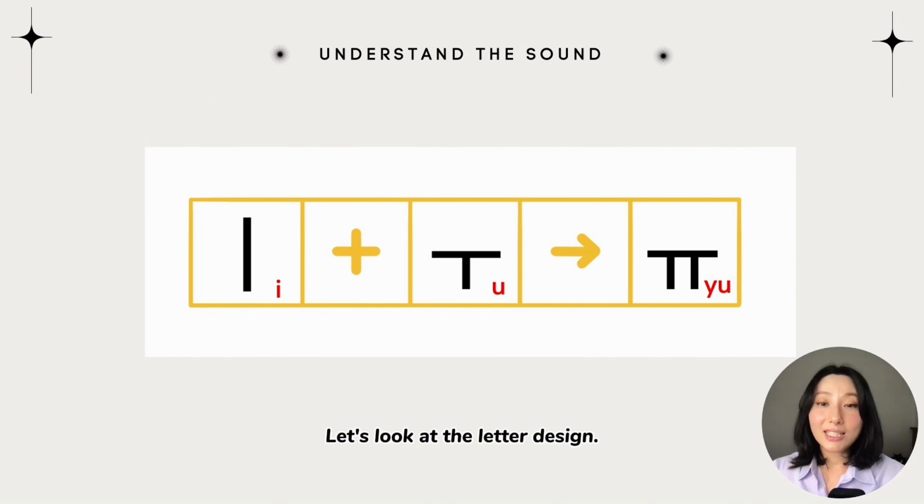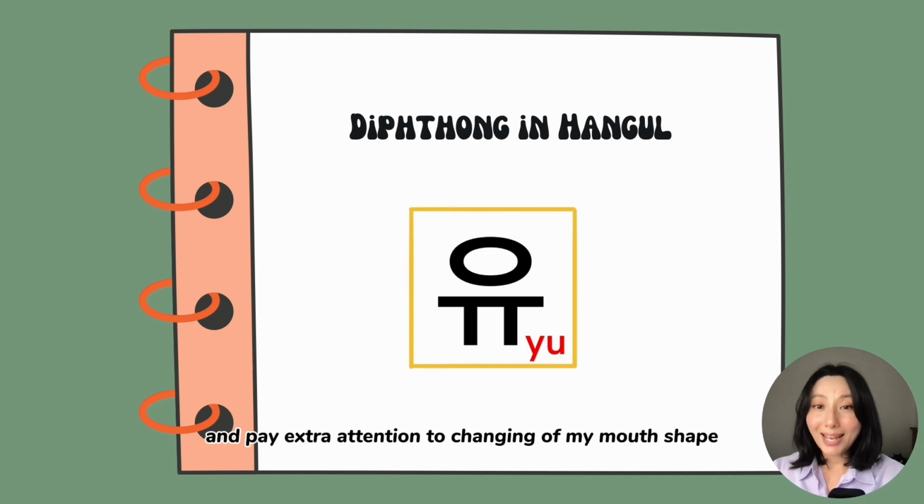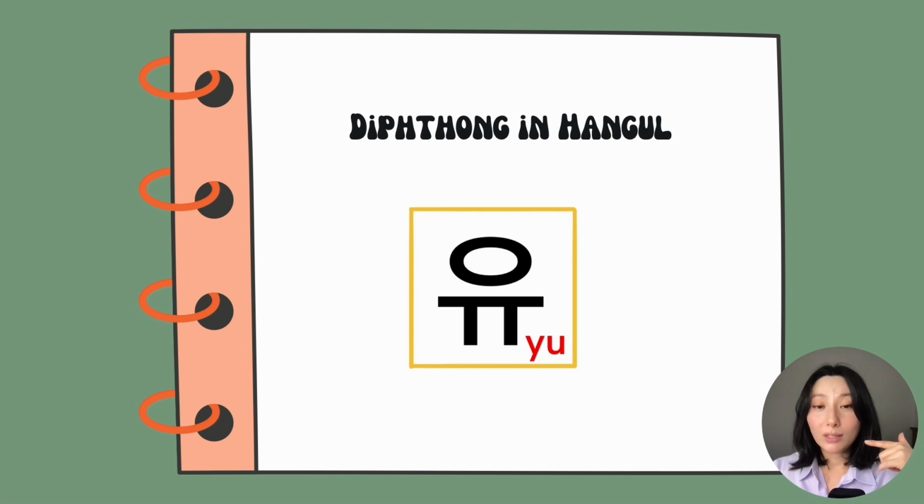Let's look at the letter design. The vowel character E transforms with an additional vertical line to U, forming the diphthong character 유. Listen to the sound and pay extra attention to the changing shape of my mouth. 유, 유, 유.